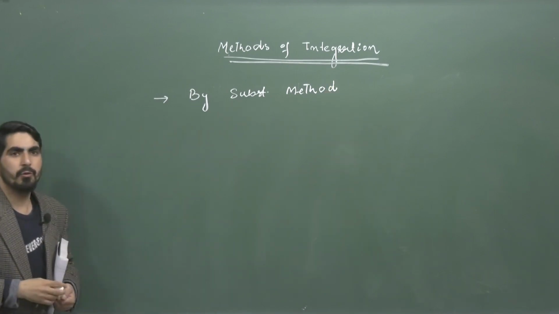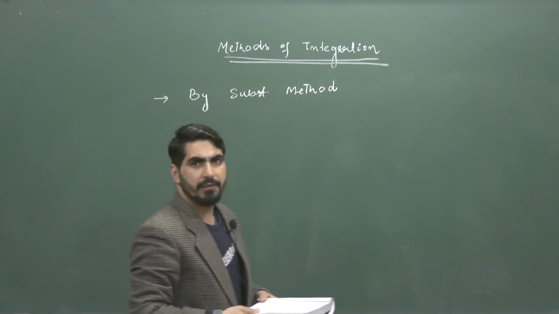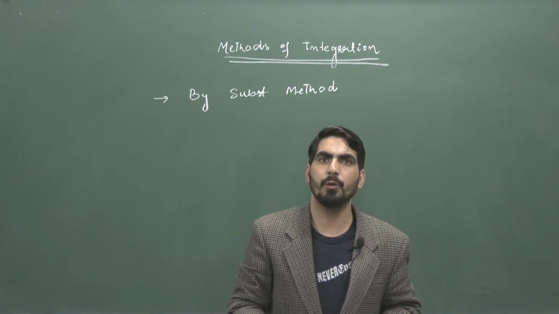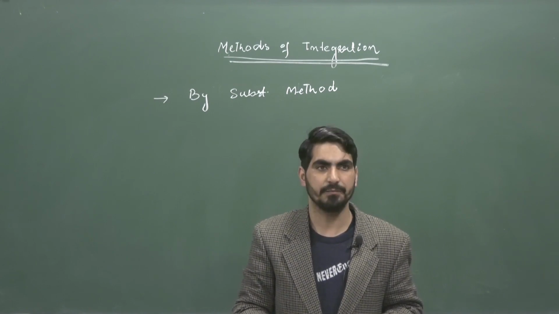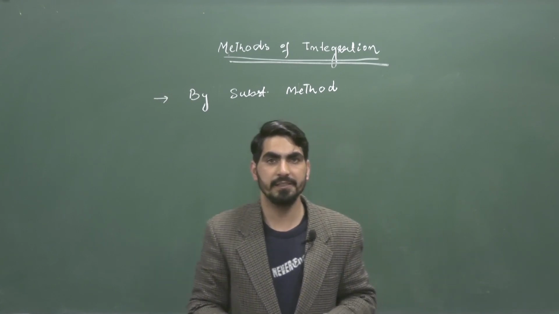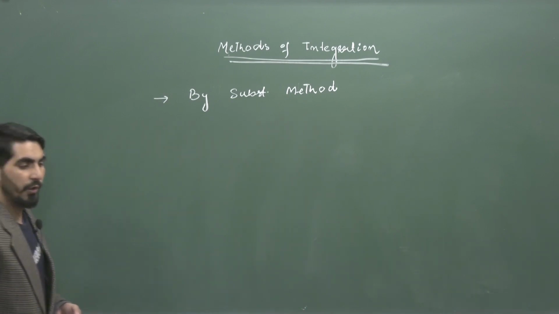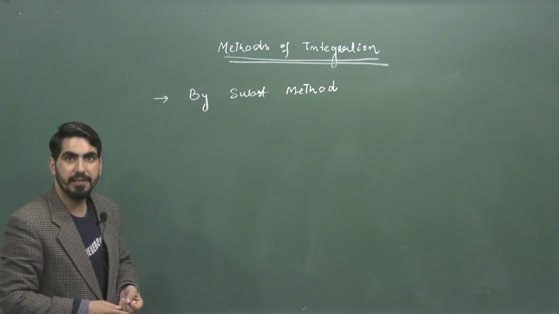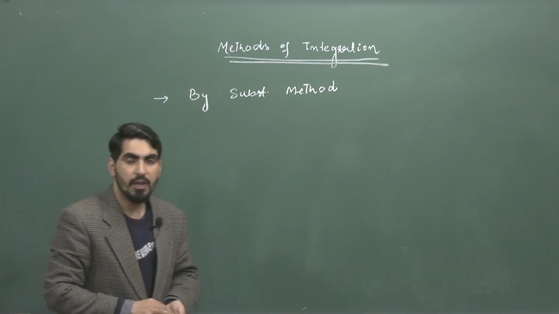So first of all we will take this method, integration by substitution. What is this method? If the integrand is not a derivative of a simple function, then the corresponding integral cannot be found directly. In such cases, or for such functions where we cannot evaluate the integral directly, we will use this method, integration by substitution.